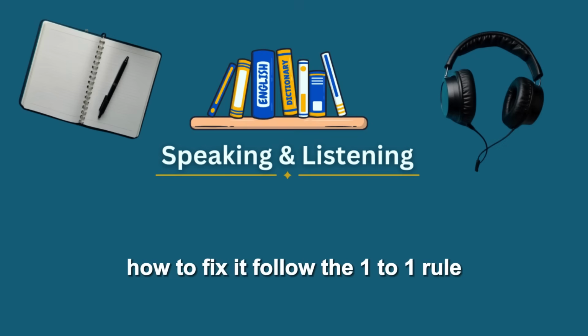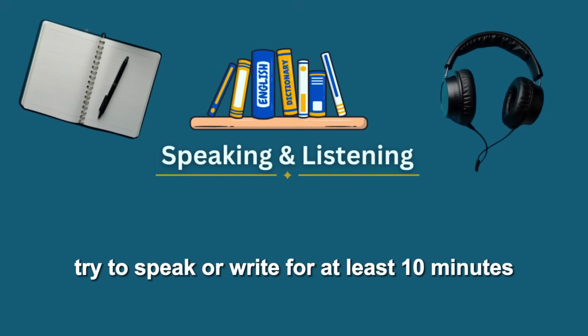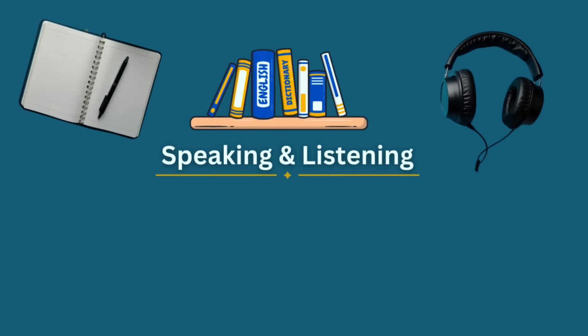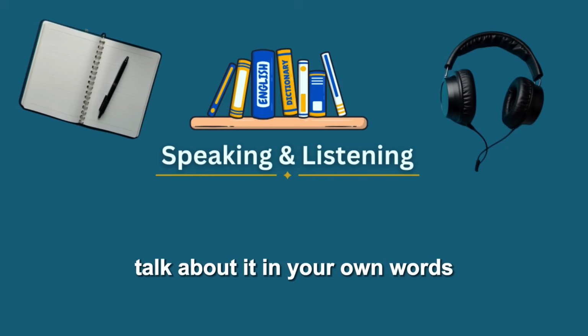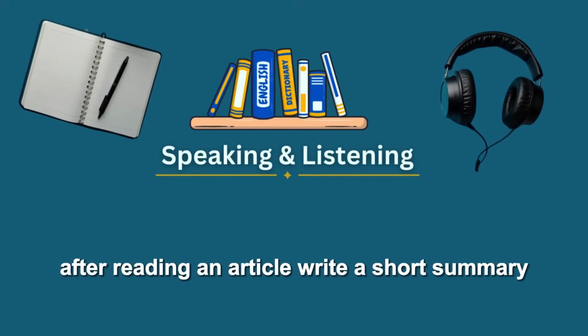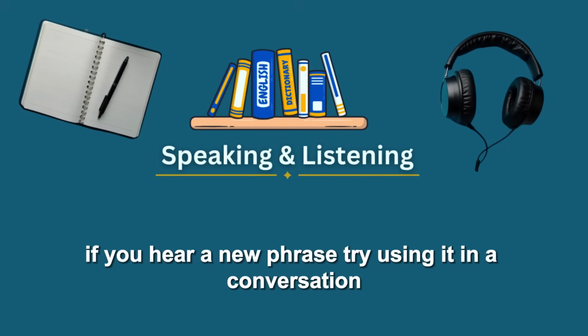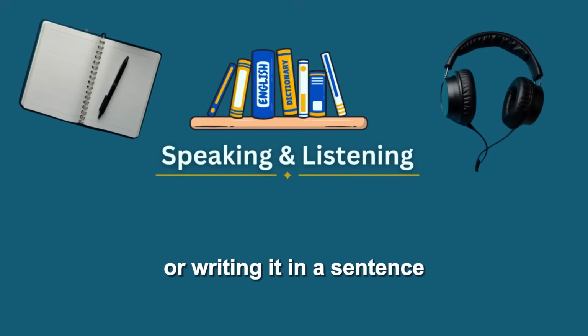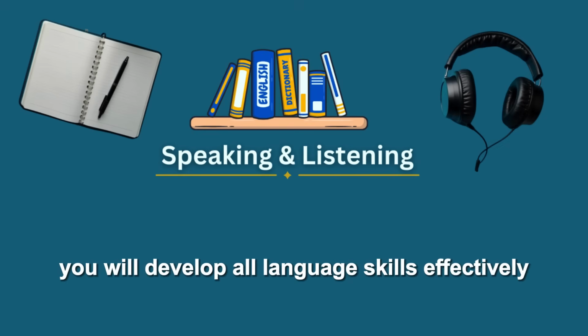How to fix it? Follow the 1-to-1 rule. For every 10 minutes of listening or reading, try to speak or write for at least 10 minutes. Summarize what you learn. After listening to a podcast, talk about it in your own words. After reading an article, write a short summary. Use English in daily life. If you hear a new phrase, try using it in a conversation or writing it in a sentence. By balancing both input and output, you will develop all language skills effectively.